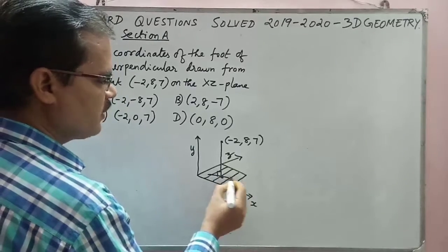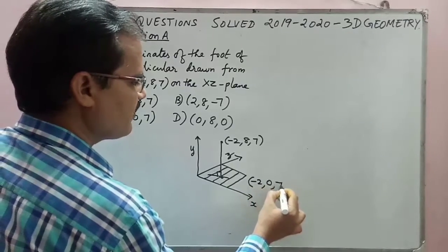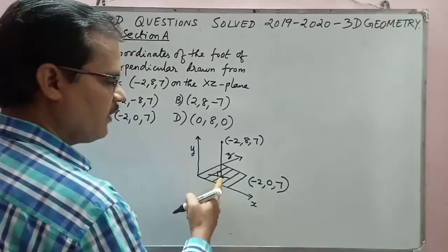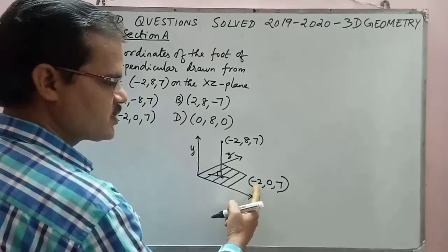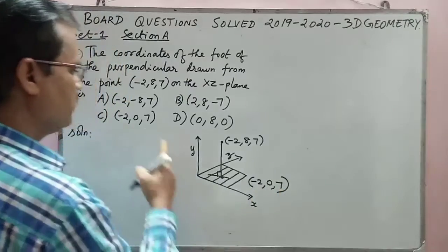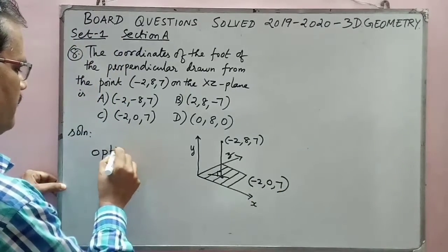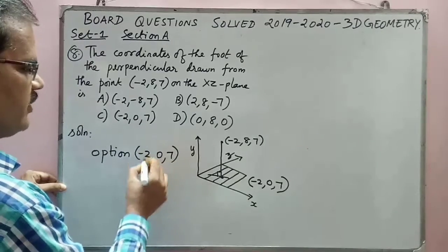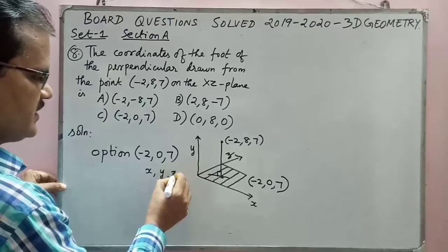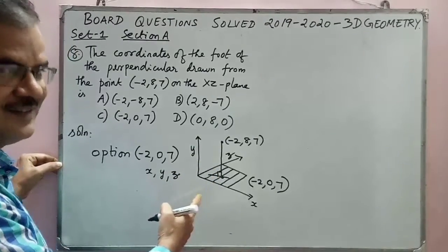Now the foot of this perpendicular will be referred to as (-2, 0, 7). Why? Because we don't have a y here, so I have marked this y as 0. So you have (-2, 0, 7). So your option C is the correct answer. Every point is referred to as x, y, z in a 3-dimensional plane. I hope this diagram has helped you to understand better. Thank you, children.